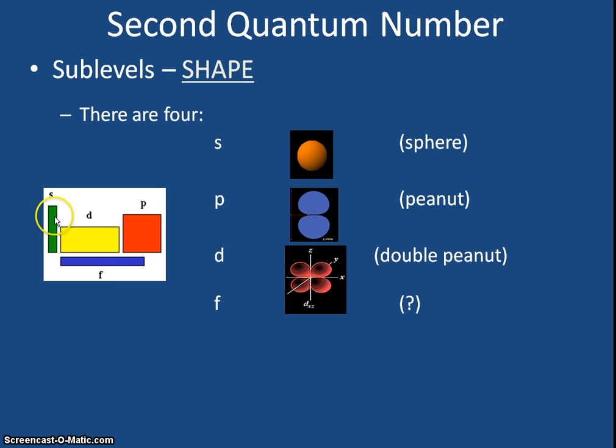So on your periodic table, what I want you to do is find the first 2 columns. So this looks like 1 in the picture, this green area. It's actually 2 columns, and I want you to put an S on top of those 2 columns.